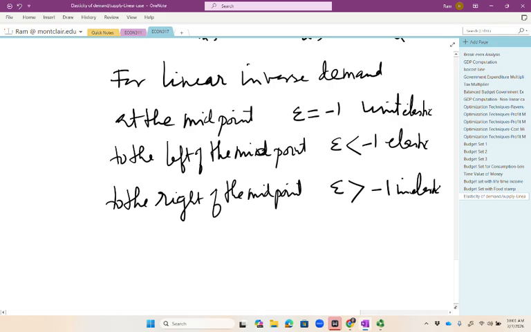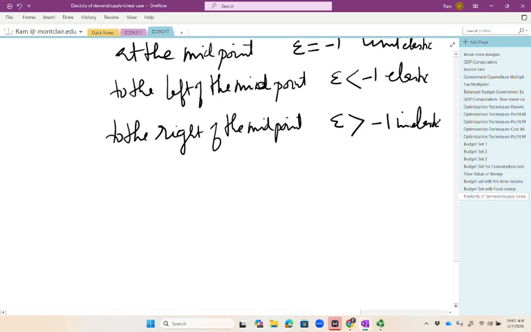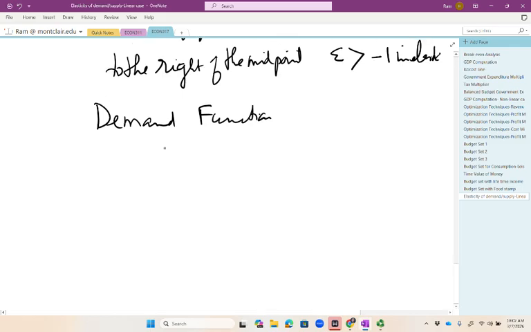In this example, we were given the inverse demand function and we did the computations. It could also be the case that we have a demand function instead of an inverse demand function, and I want to apply the formula. So let me write down the demand function. It is given as Q equal to 20 minus 2P.